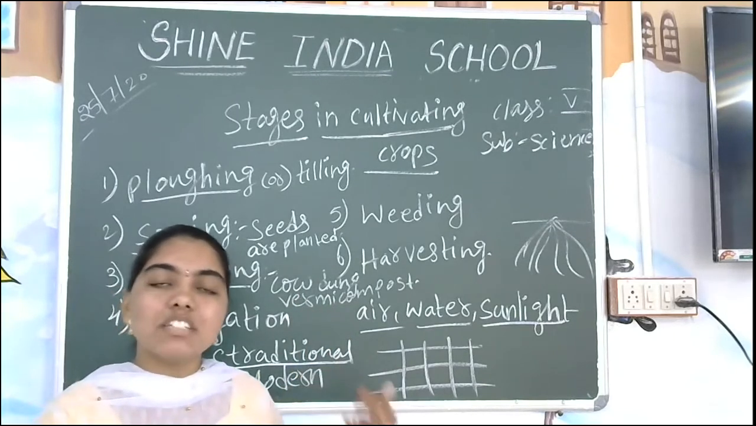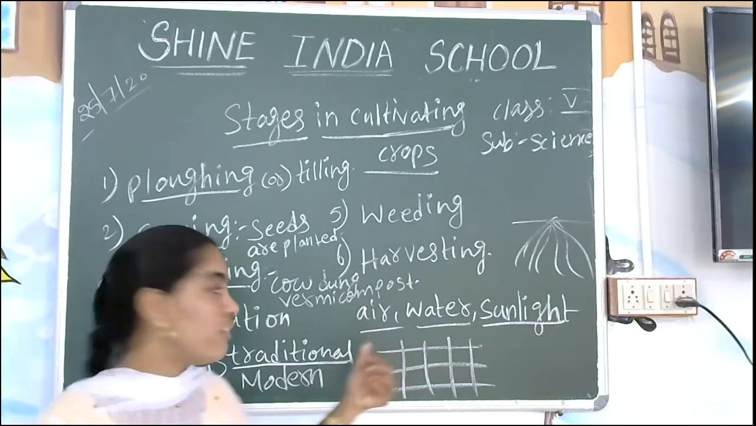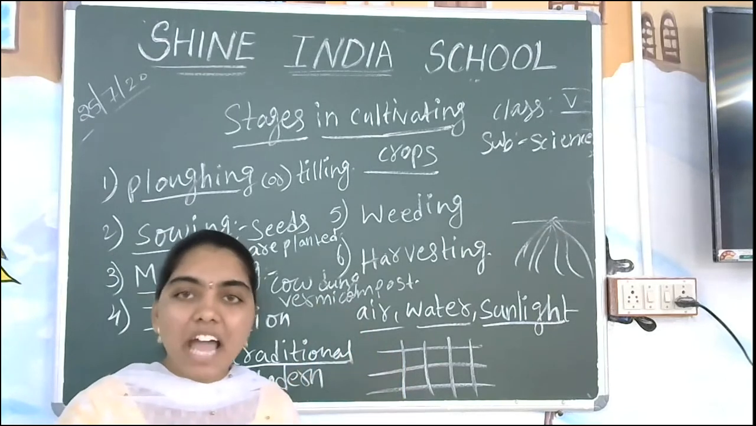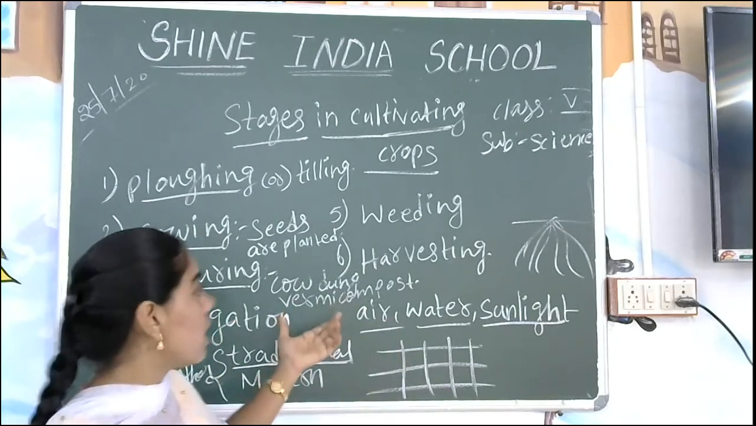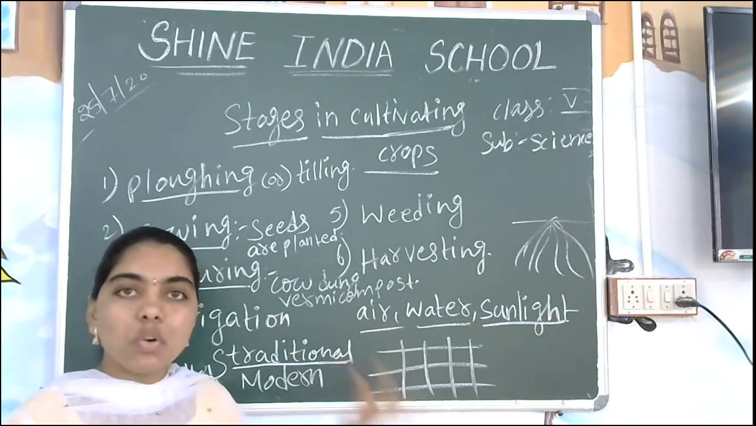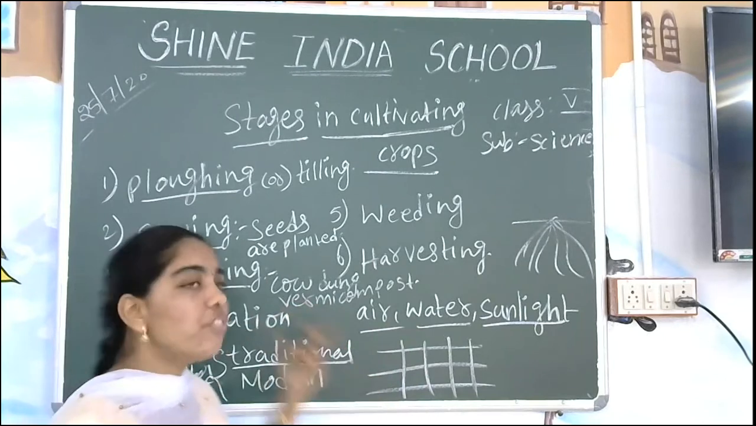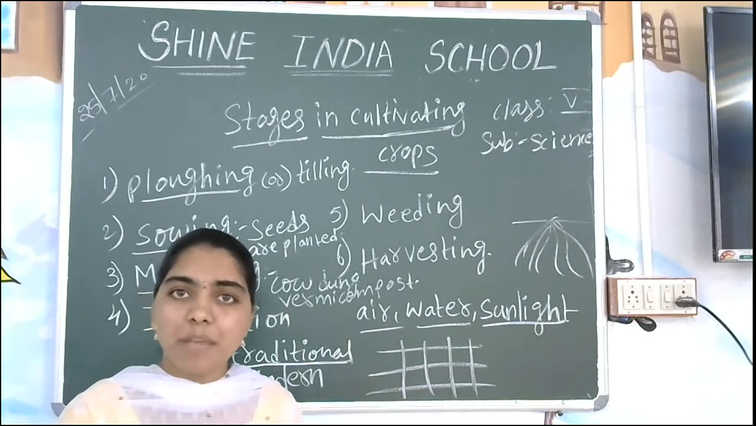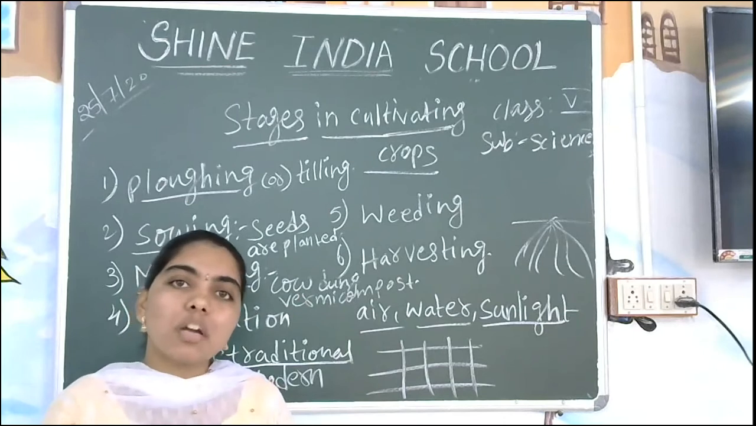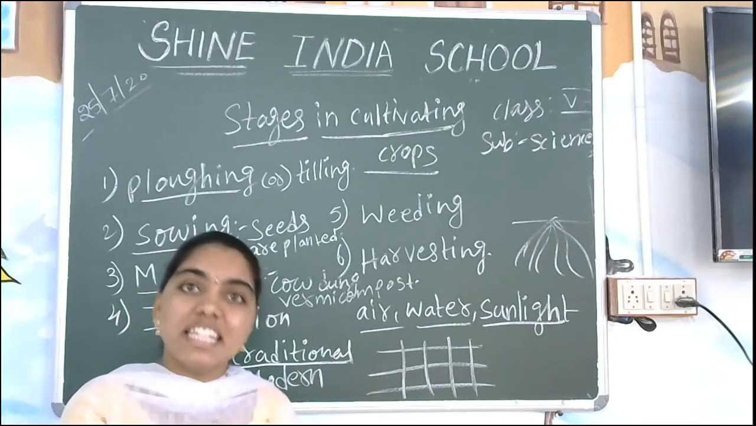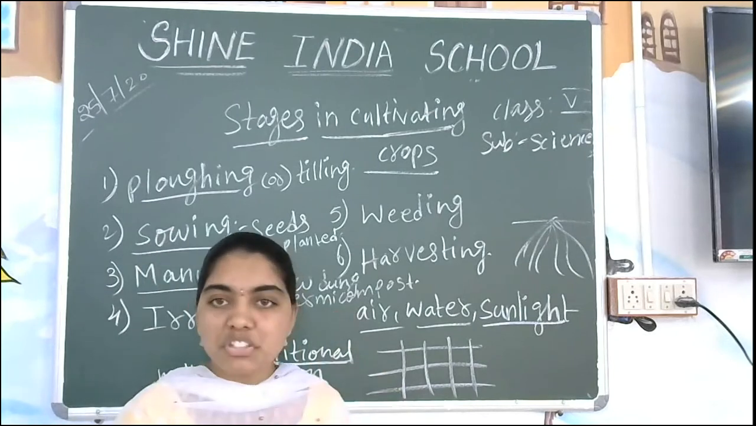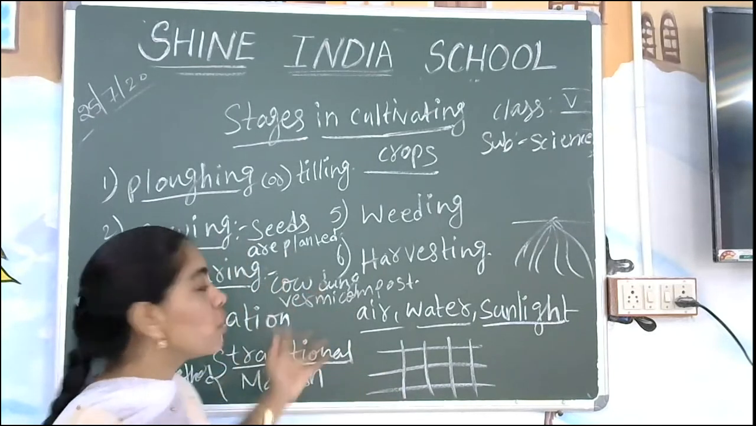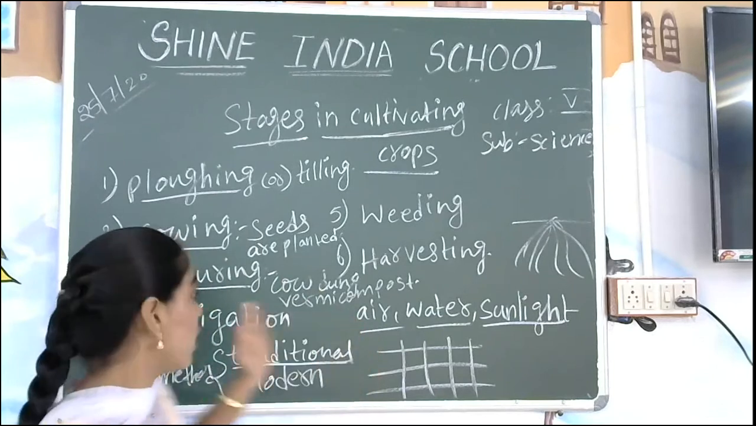Most families and most villages will use cow dung because each and every village has cows and buffalo, so they can use the cow dung naturally. No need of money. Vermicompost is prepared with the help of earthworms. Normally earthworms live in the soil, so they can prepare the vermicompost easily. These are the two methods they follow for manuring.